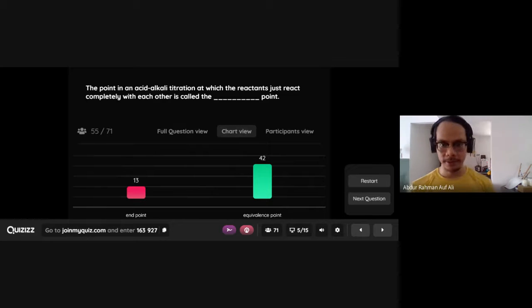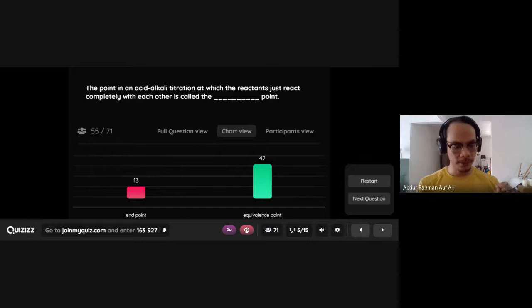essentially different things. Equivalence point, it means dia menyatakan bahawa kedua-dua bahan yang bertindak balas sudah bertindak balas dengan sepenuhnya, sudah digunakan dengan sepenuhnya untuk menghasilkan bahan hasil. Okay, all the reactants are all used up to produce the product. That is equivalence point. Satu titik di mana kedua-dua bahan yang bertindak balas sudah habis digunakan.